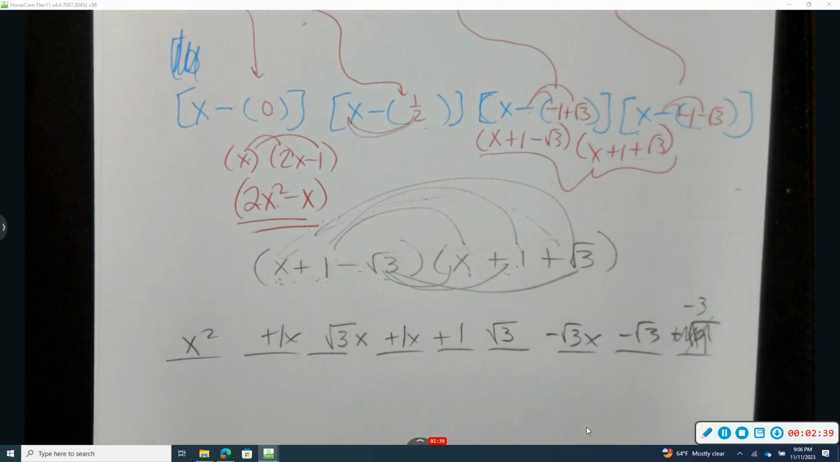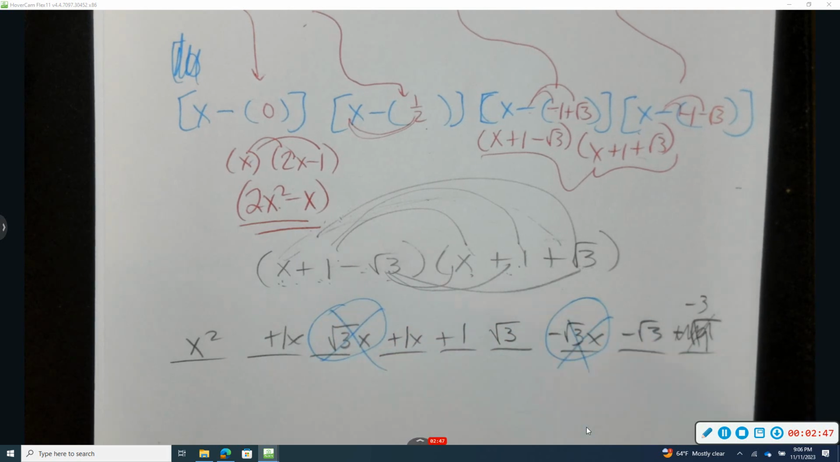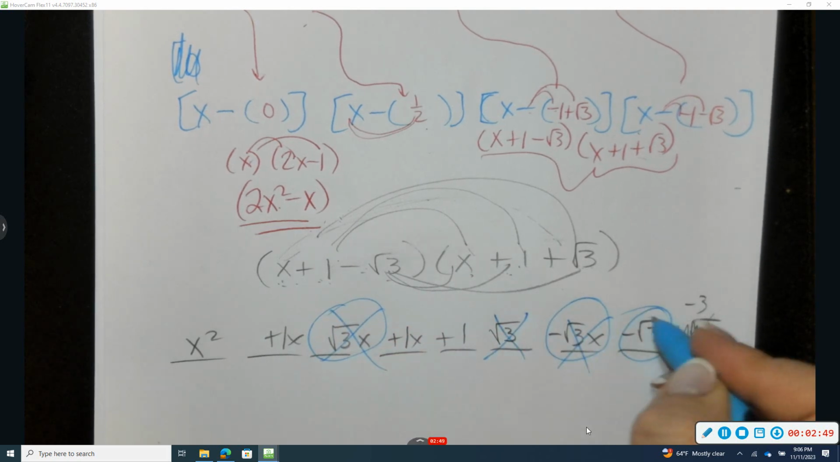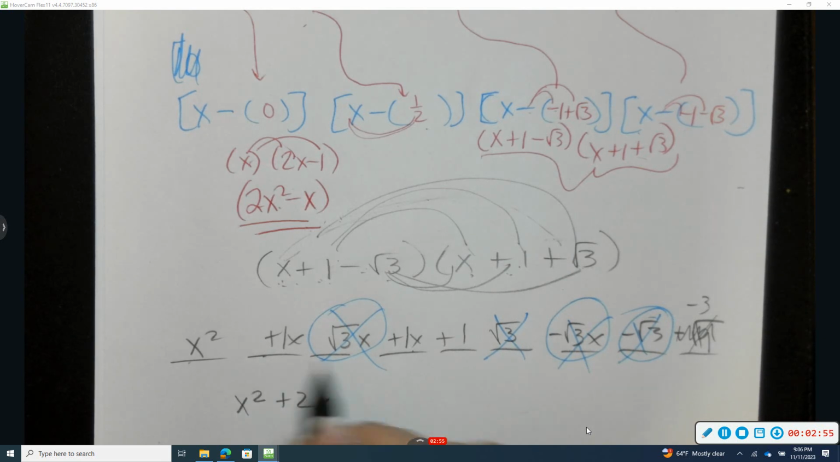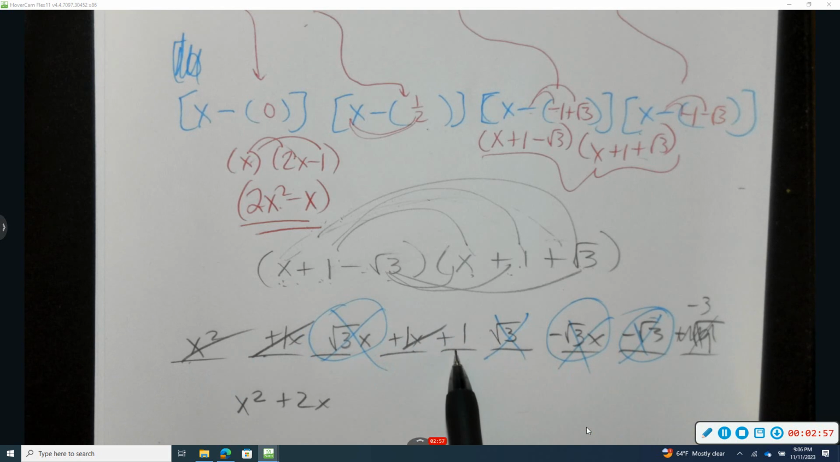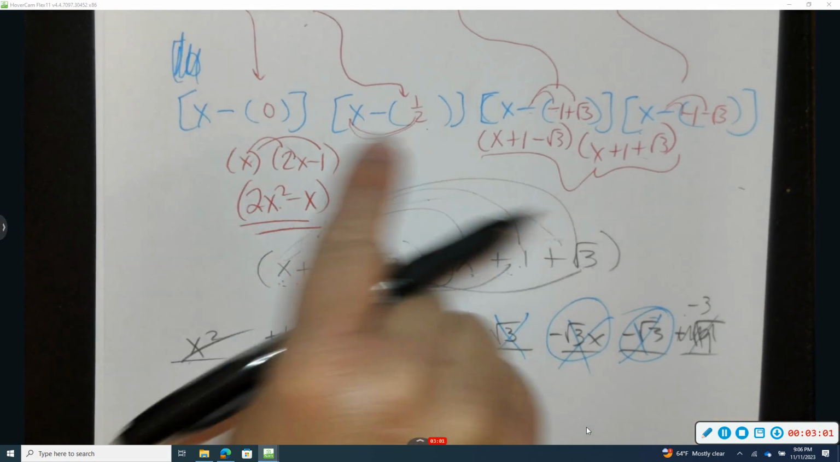Let's see if there's any additive inverses like problem number 15. Okay, here's an example of an additive inverse, exactly the same with a different sign. Additive inverse, exactly the same. So I can combine to get x squared plus 2x. 1 minus 3 is minus 2. So great, but now I need to bring this down.